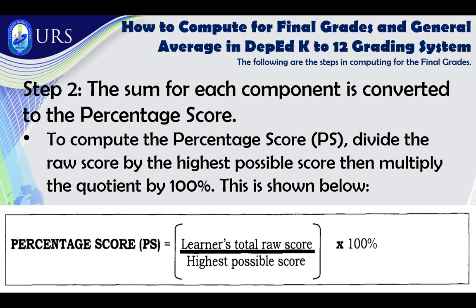So, kunyari po, learner's total raw score is 50. So, i-divide mo yon sa highest possible score. So, kunyari, ang highest possible score ay 60. I-divide mo doon. Tapos, ita-times po natin sa 100%.